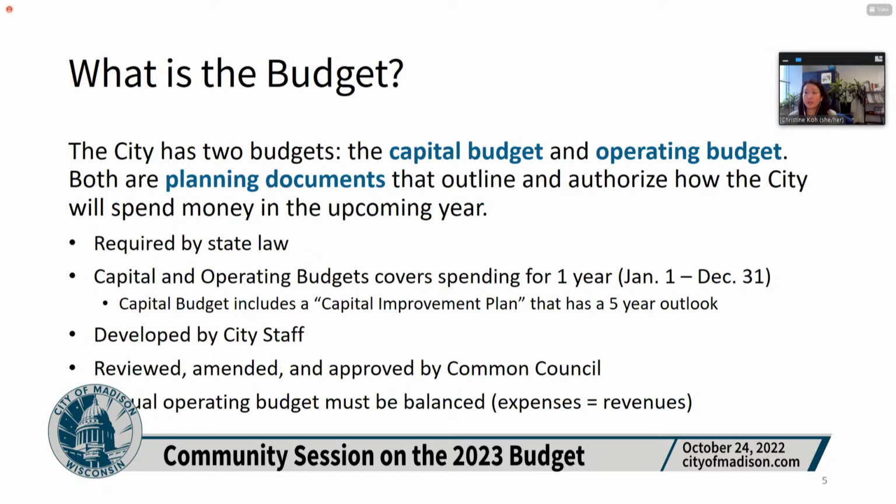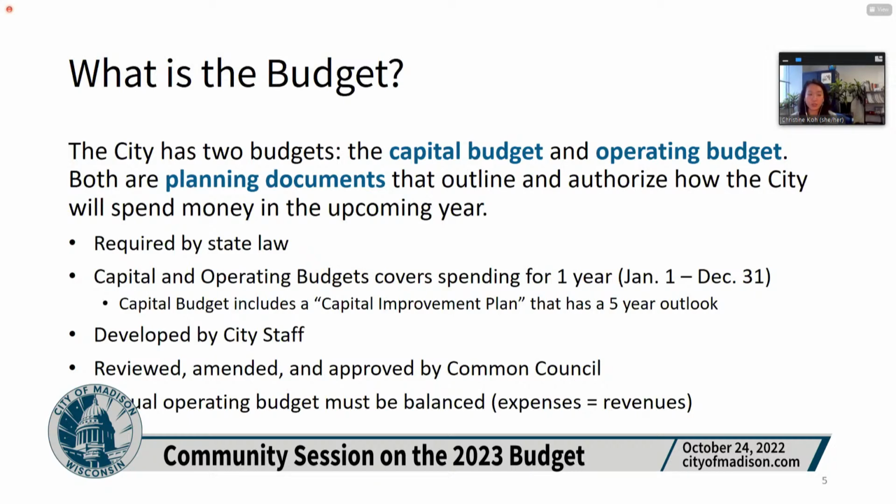Ultimately, the budget is developed by city staff. Every single agency plays an active role in developing their budget. It's not just developed in the vacuum of the finance department. We get input on all of the components from city staff, from department heads down through the organization.